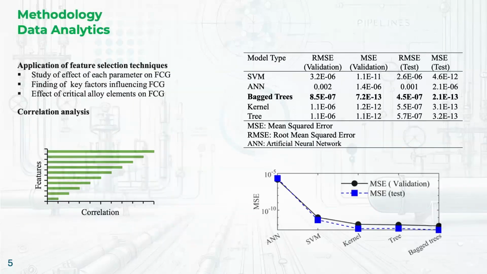In the methodology, the second step is data analytics. This is the application of feature selection techniques, which includes a study of the effect of each parameter on FCG, finding the key factors influencing FCG, and the effect of critical alloy elements on FCG. At first glance, you can see this is a huge goal in this field of hydrogen embrittlement, to know which alloy elements are the most important key factors, but we try to go a little narrower into pipelines and also some materials used in our database.